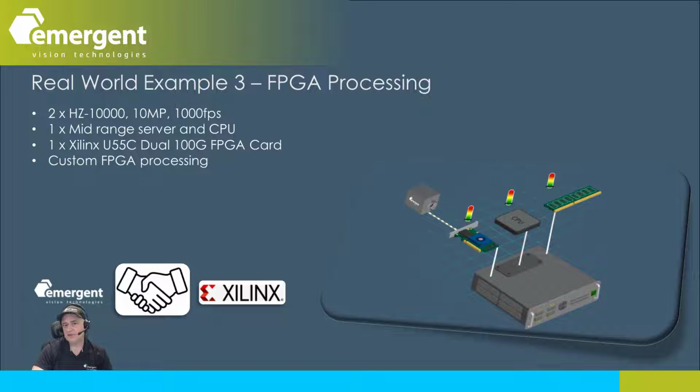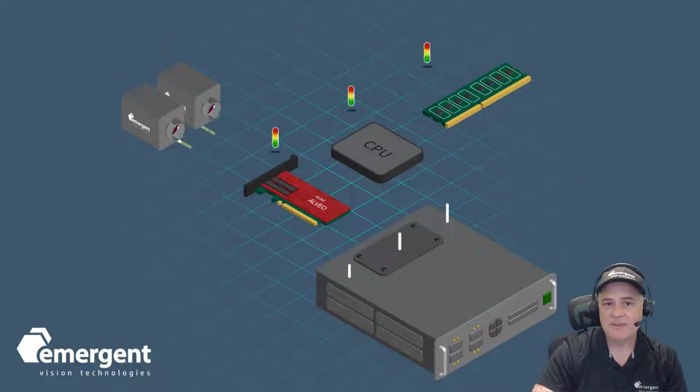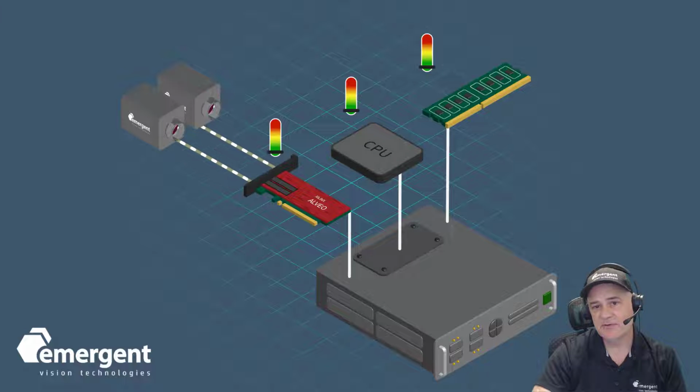Our last real-world example has two of our fastest 100 GigE cameras running at 10 megapixel and 1000 frames per second, being sent directly into a Xilinx U55C Alveo FPGA card, where the customers are performing their own custom processing. Actually, these same cameras are used in other recording or GPU Direct applications, but for the absolute highest performance, custom processing, some turn occasionally to FPGA cards. This short animation illustrates the flow of data in such an FPGA processing system.